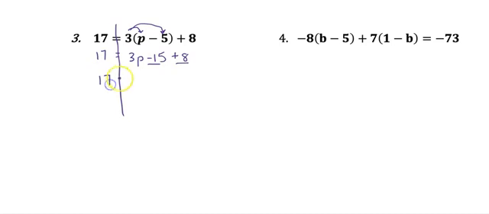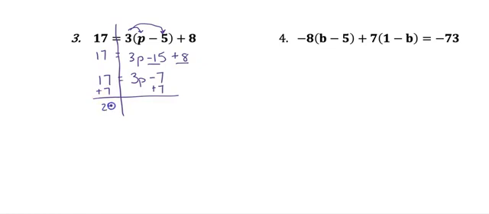So we'll rewrite 17 equals 3p is going to drop straight down. I only have one variable term. Negative 15, positive 8. When I combine negative 15 and positive 8, that would be negative 7. Back to a two-step equation. I'm going to start by undoing the subtraction. I will use the inverse, which is addition, so we'll add 7 to both sides.